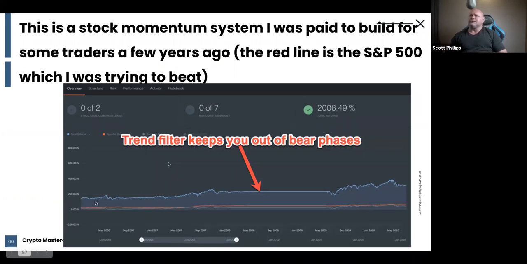You can see the red line down here is the S&P 500 performance, which it was designed to beat. You can see how thoroughly and completely this thing kicked the S&P 500's ass. 2006% in 15 years, but more importantly, look at when it hits the trend filter. The trend filter in this system was so simple: a 200 period simple moving average and a 100 period individual stock filter. So it wouldn't buy any individual stock if the stock was below the 100 period moving average, and it wouldn't buy any stock at all if the market was below the 200 period moving average. Dumbest, simplest thing I could come up with. Very, very robust. It goes flat, so it just goes to cash as soon as you see a bear market. And then when that bear market is over, you just jump back in and continue the music.